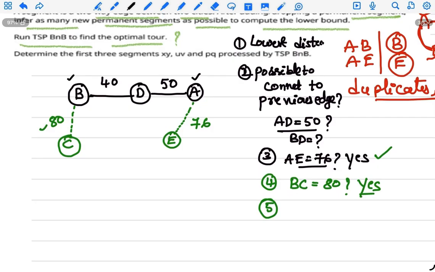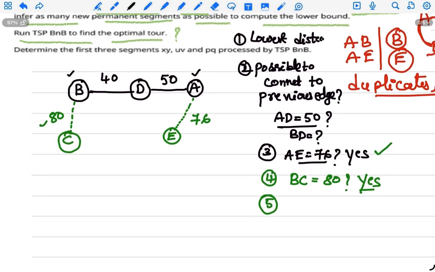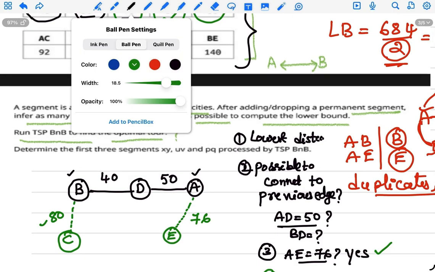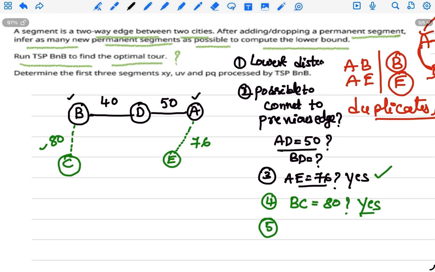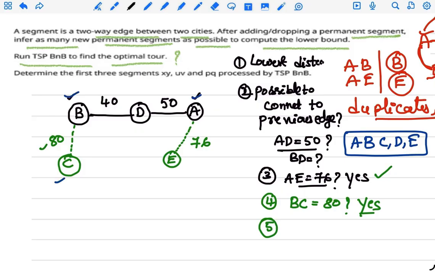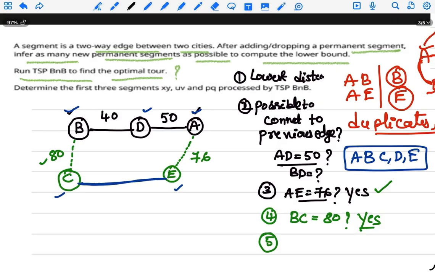So actually how many nodes are there? 5 nodes, right? A, B, C, D, E. So all are connected, right? A is connected, B is connected, C is connected, D is connected, E is connected. So it is a complete tour. We have to form a tour. This is the connection, right? So you have to connect these two. So next, we will check one by one.